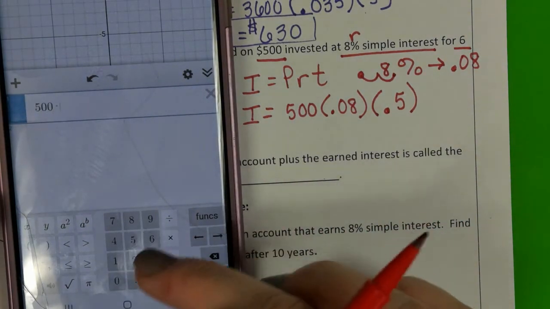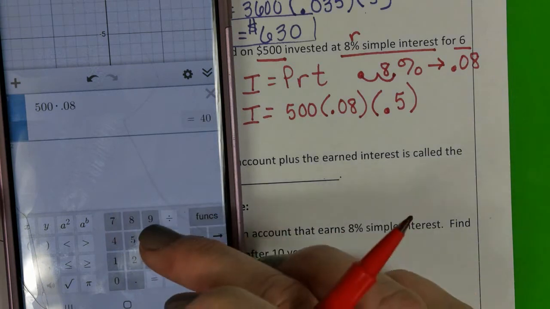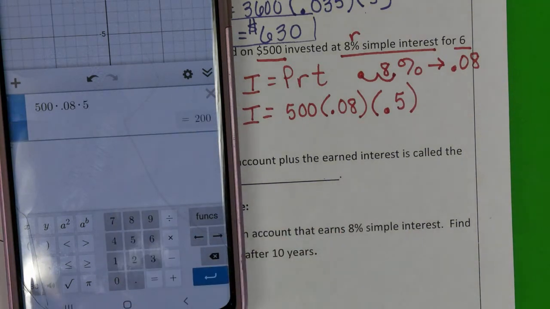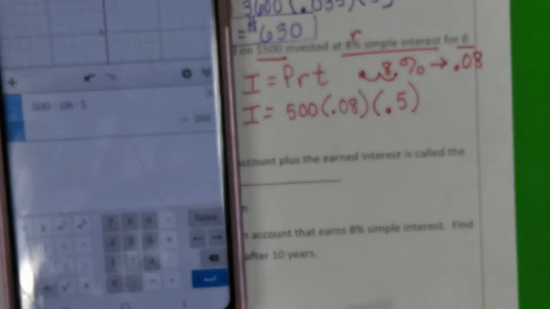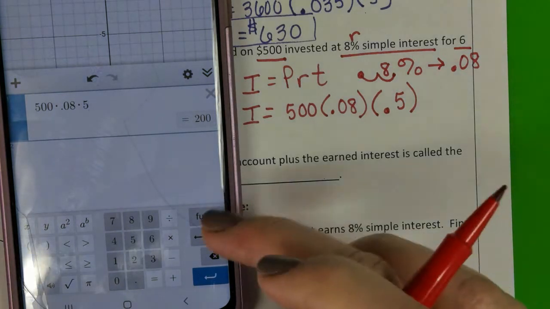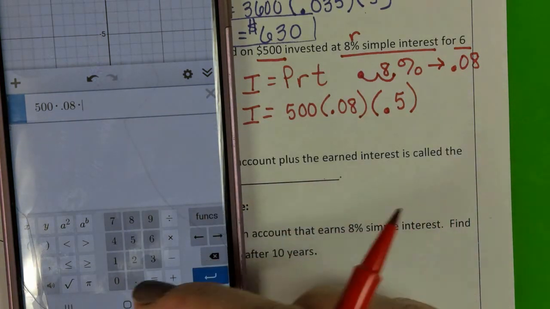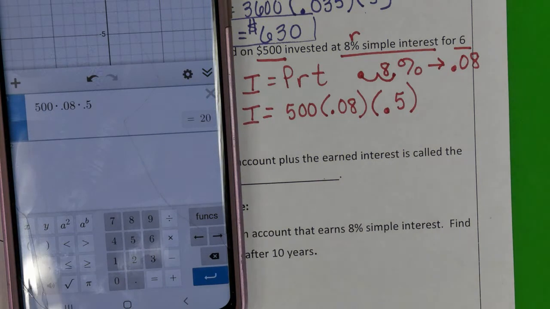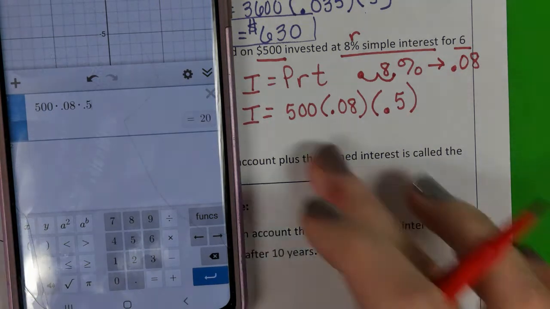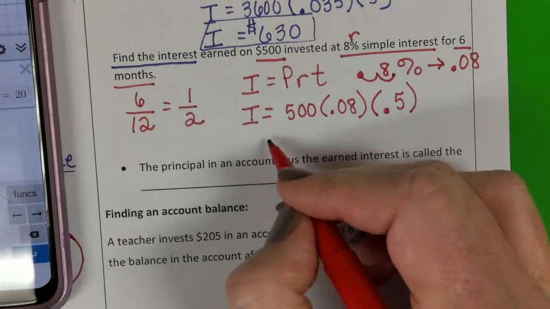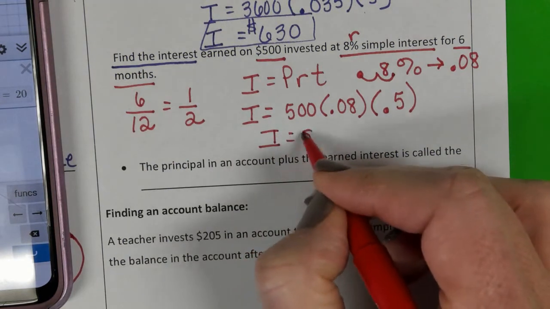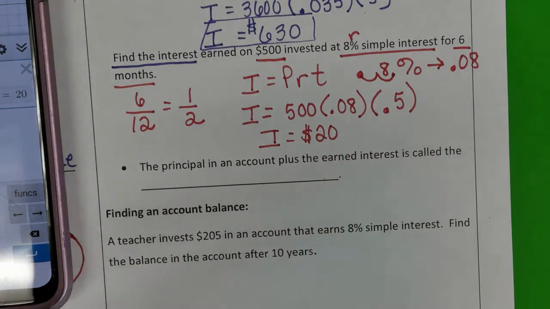500 times 0.08 times 0.5, and I like this because I have really big fingers, and so I want to make sure that, oops, and see, look, I didn't type it in right because I didn't put 0.5. There we go. Okay, and so that would tell me that I would only earn $20 in interest. Not very much. Simple interest does not accumulate very fast.